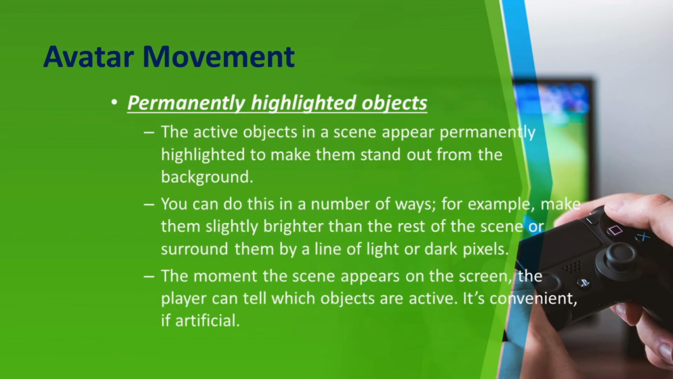Next is permanently highlighted objects. The active objects in a scene appear permanently highlighted to make them stand out from the background. You can do this in a number of ways. For example, make them slightly brighter than the rest of the scene or surround them by a line of light or dark pixels. So the moment the scene appears on the screen, the player can tell which objects are active. It's convenient if artificial. Okay. So basically, in permanently highlighted objects, once you enter a room, you will automatically see that object is an active object because most probably it will be highlighted by some sort of a line or by a border, etc.